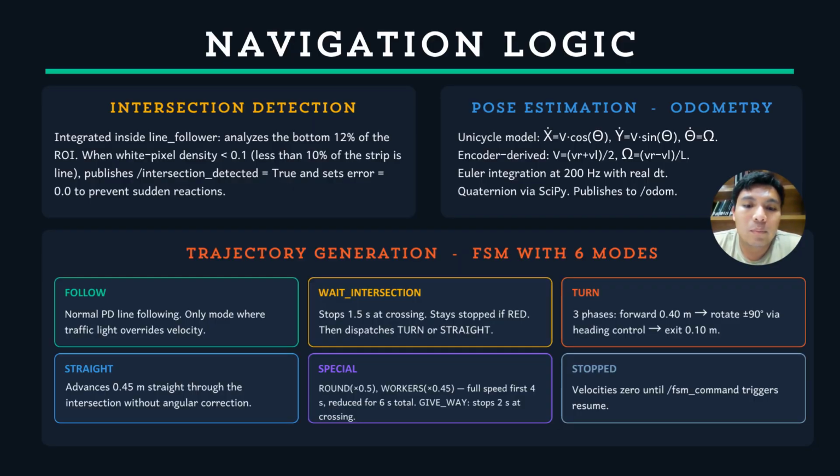Then make turn or straight. The next state is turn. Here we have 3 phases. The first one is forward, then rotate, and then exit. The next one is straight. It advances 0.45 meters. And the special, we have the signals road workers and give way. And finally, stop when the velocity is 0.